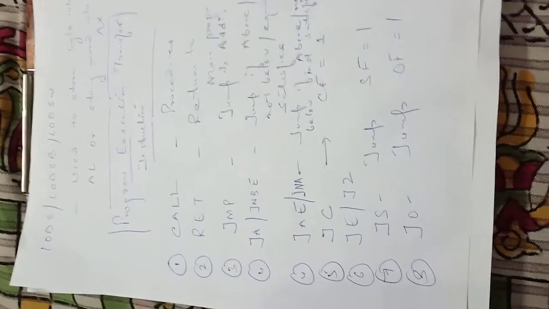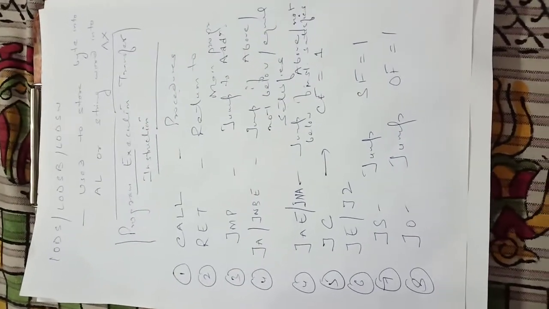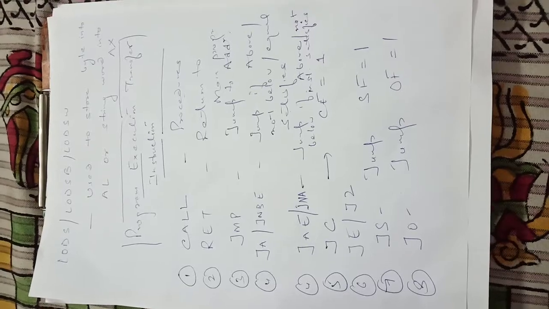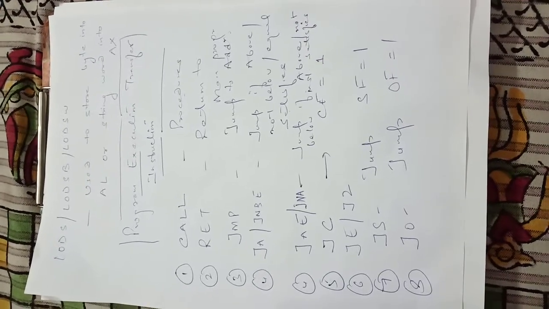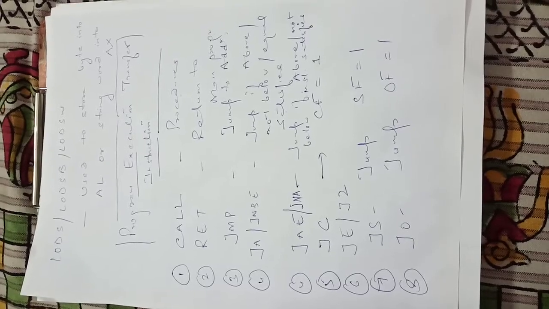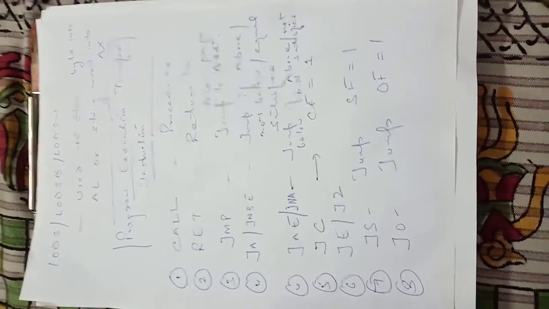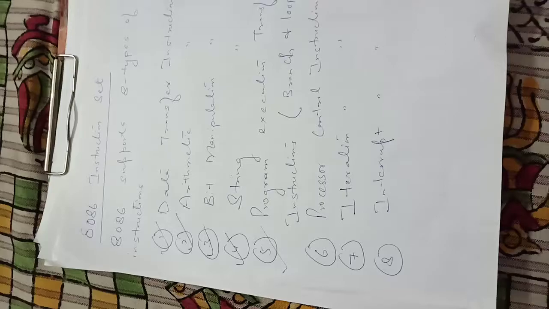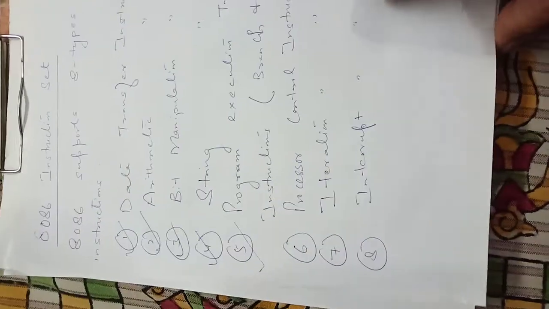Jumps are basically 2 types, that is jump without a condition or jump with a condition. When we talk about jump with a condition, mostly it is with respect to the condition of different flags. That is jump if carry flag is equal to 1, jump if sign flag is equal to 1, likewise. So in this way we cover program execution transfer instruction.